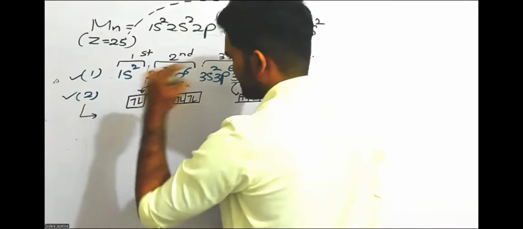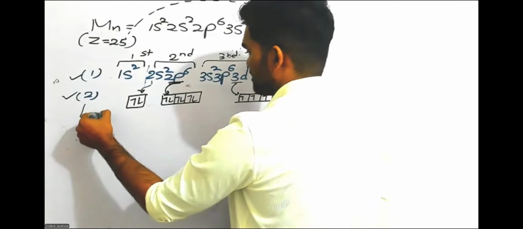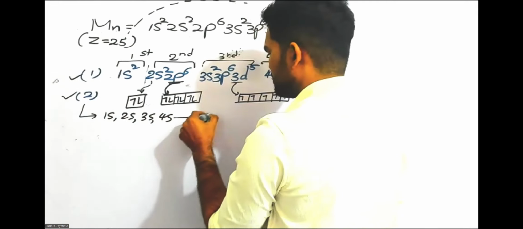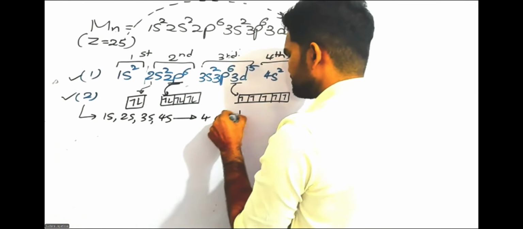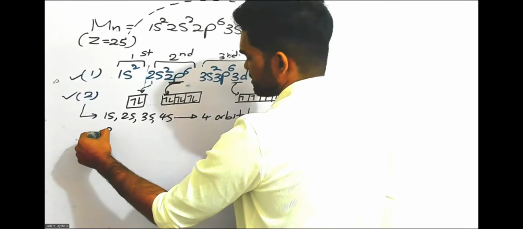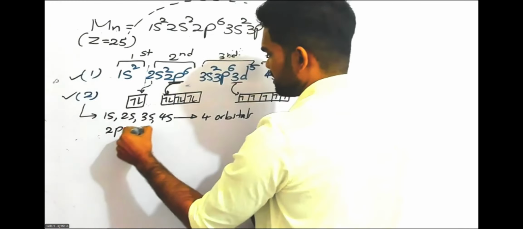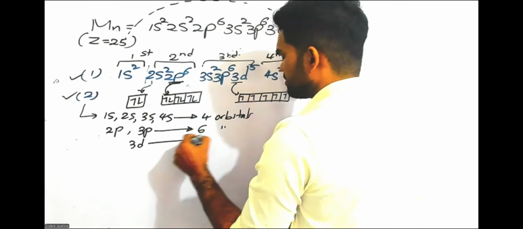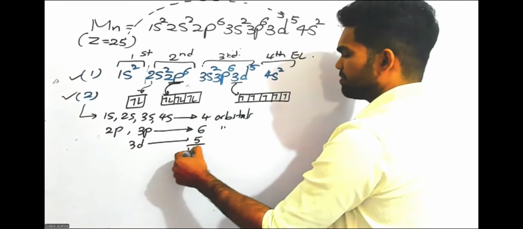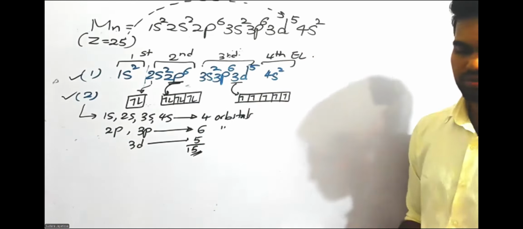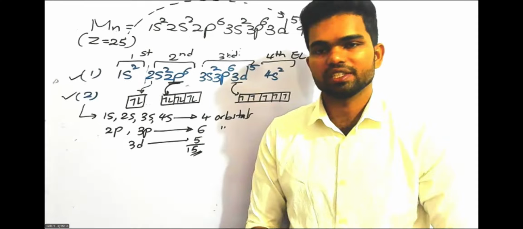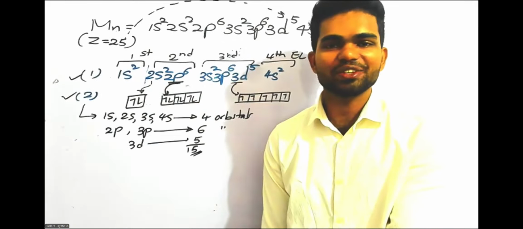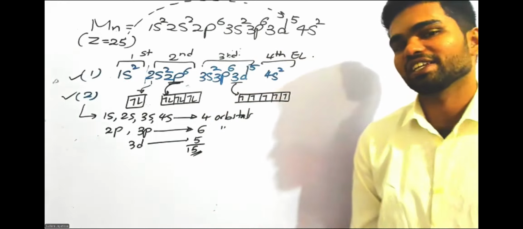You can write a kind of review. You have 1s, 2s, 3s, and 4s: 4 orbitals. Then you have 2p and 3p: 6 orbitals. And then you have 3d: 5 orbitals. So altogether you have 15. You can write it in that way also. Just be creative and write properly. Whatever you write newly, show it to me and let me see whether it is correct.